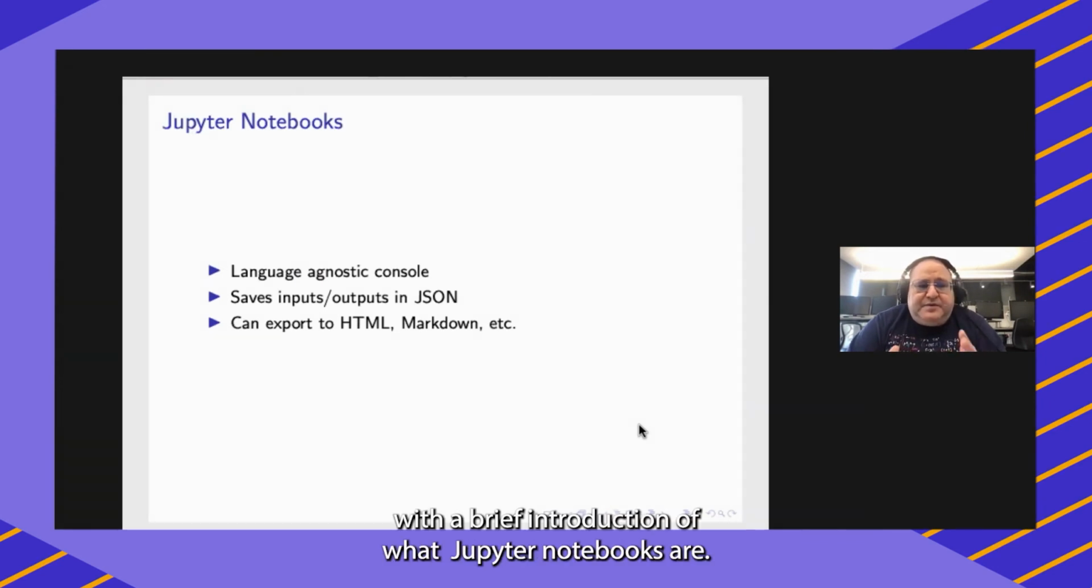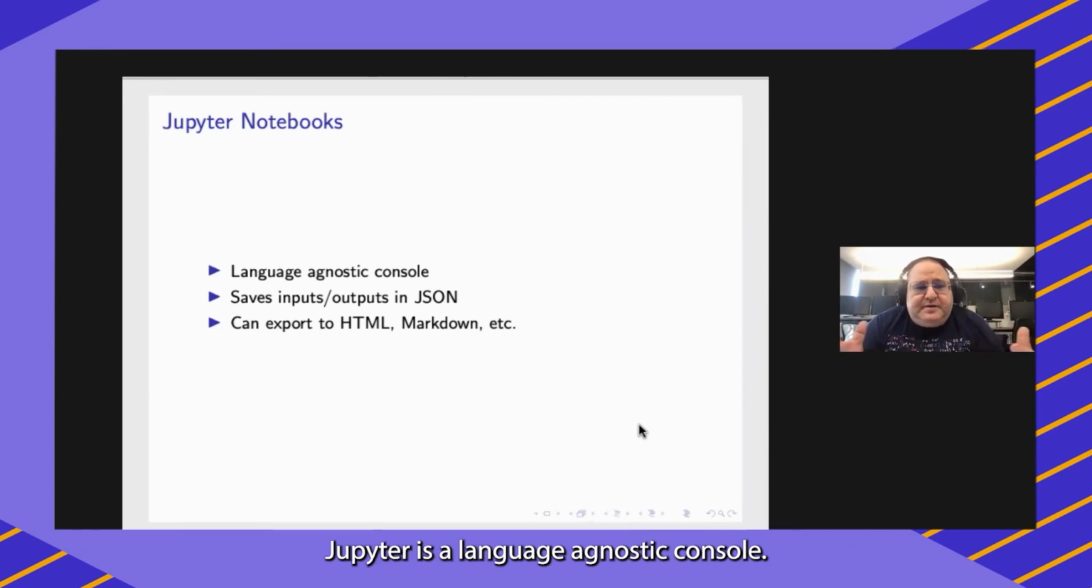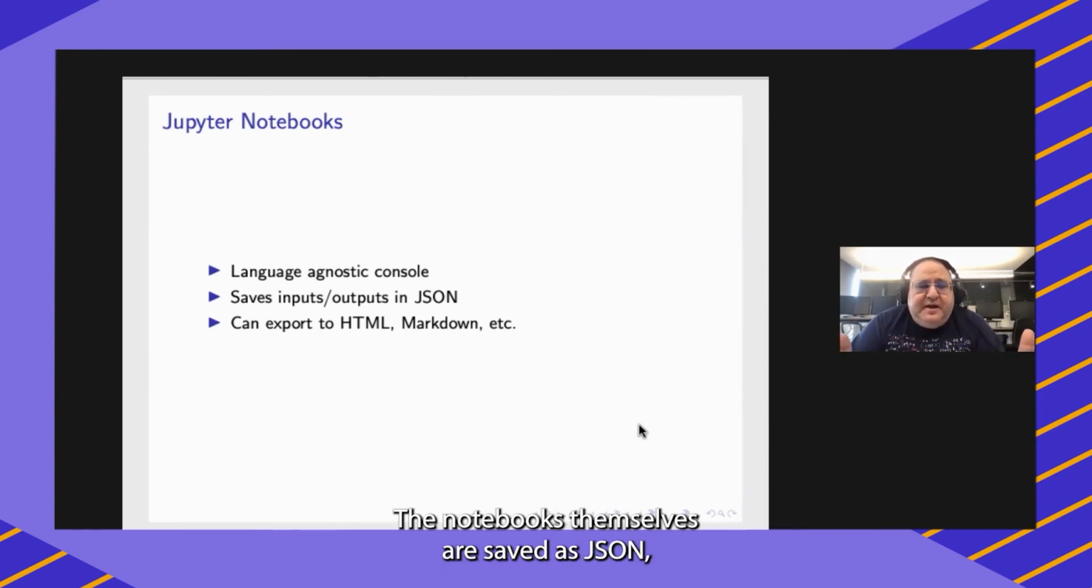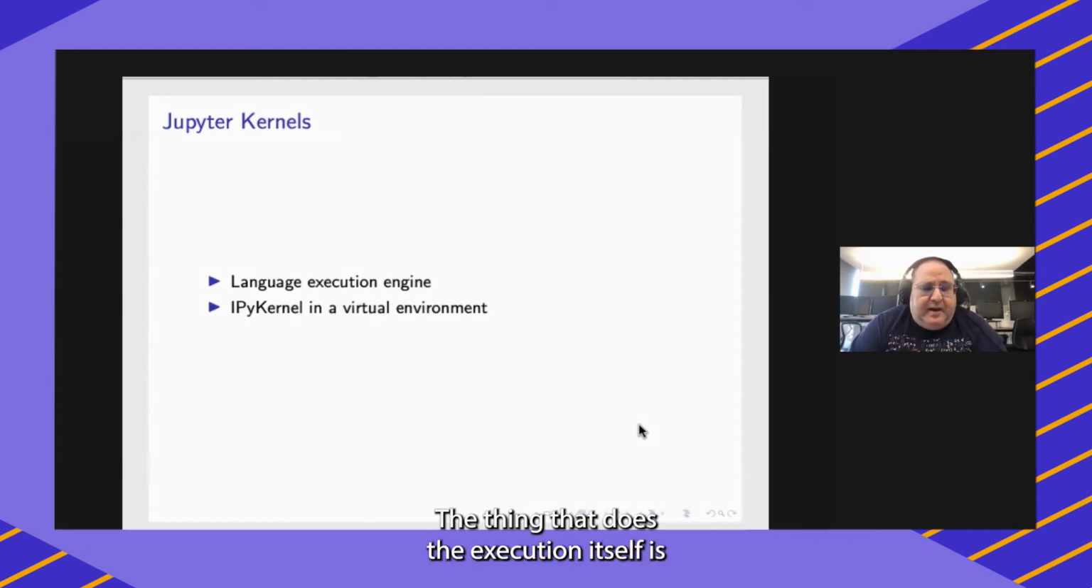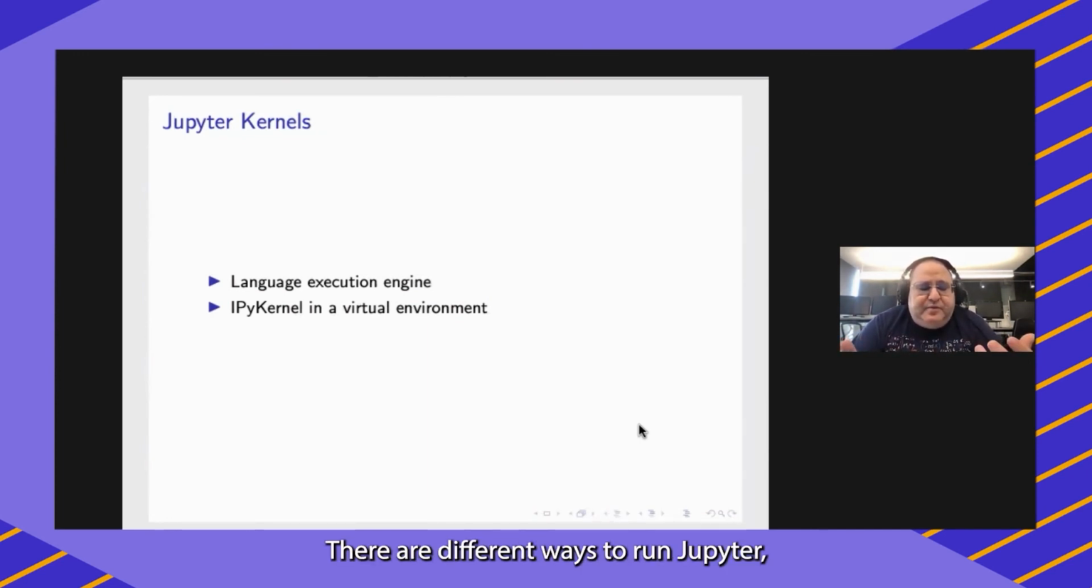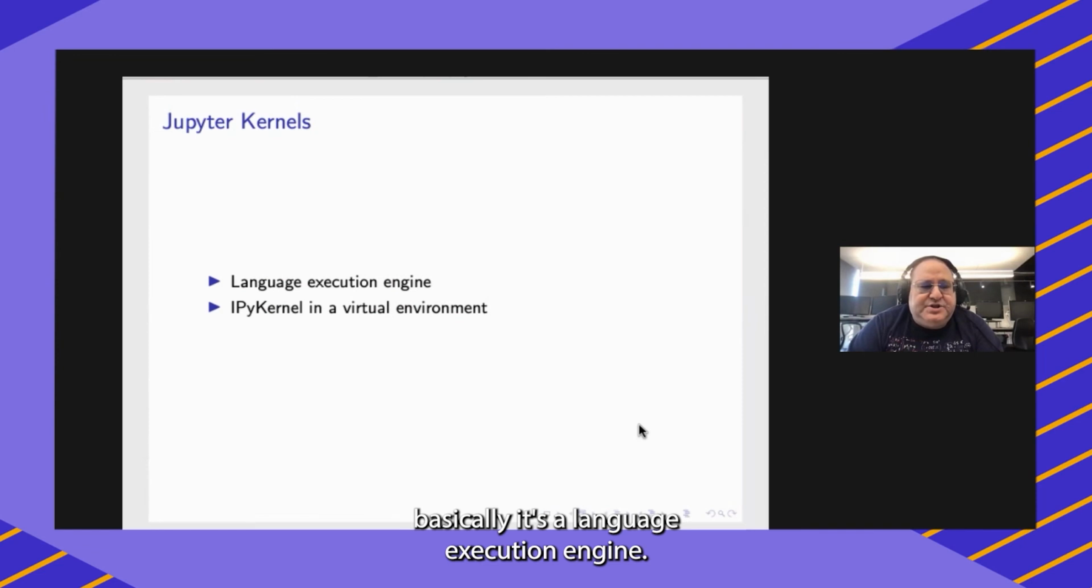I want to start with a brief introduction of what Jupyter notebooks are. Jupyter is a language agnostic console. The notebooks themselves are saved as JSON, both the inputs and outputs, but they can be exported to HTML, Markdown, and a bunch of other formats. The thing that does the execution itself is called the kernel. There are different ways to run Jupyter, but they're all called kernels. Basically, it's a language execution engine.